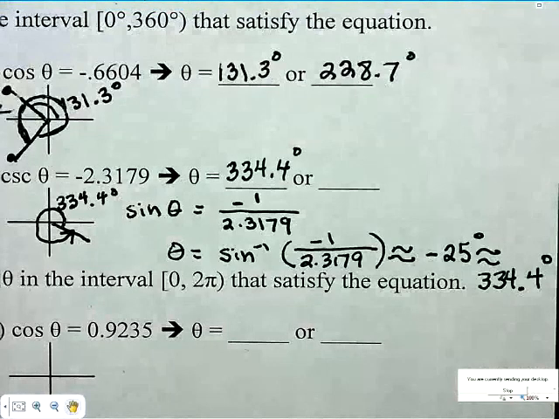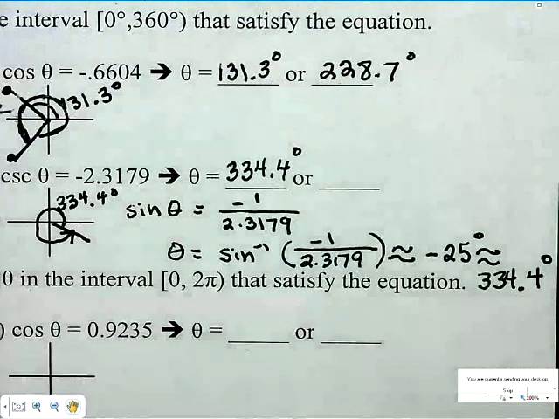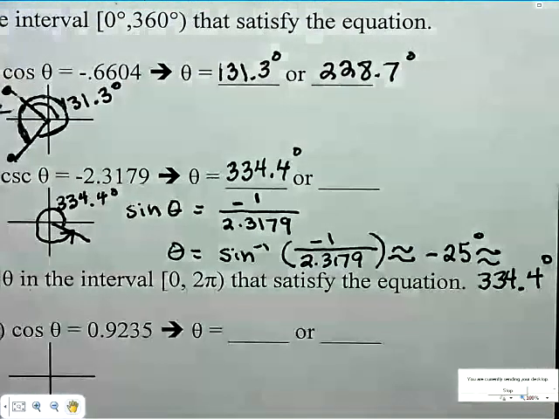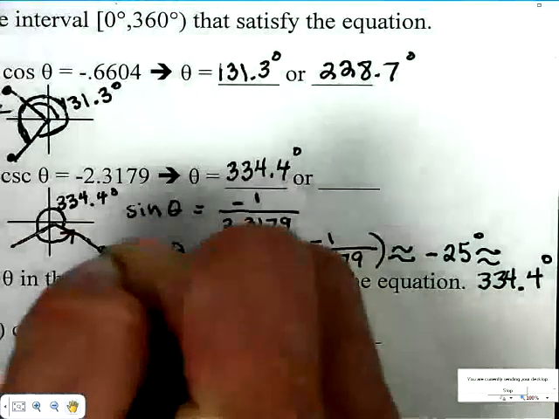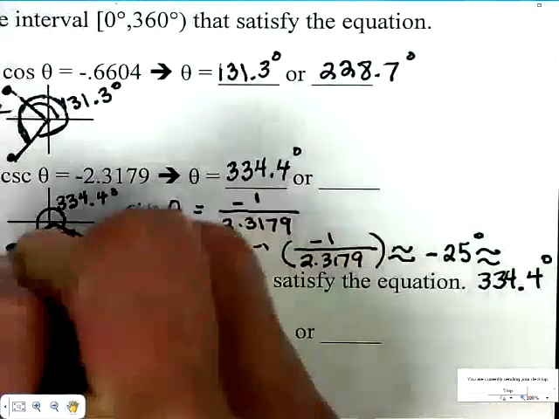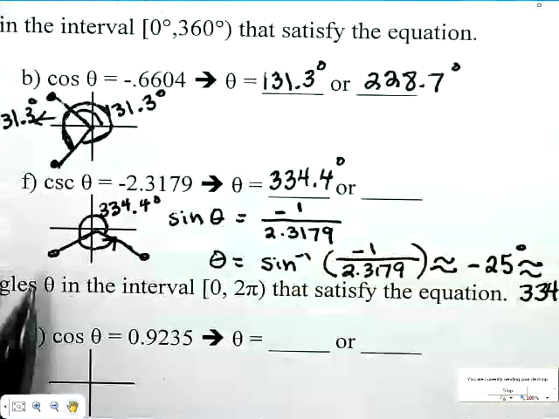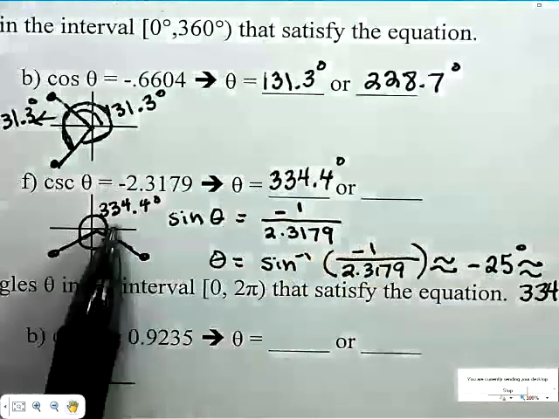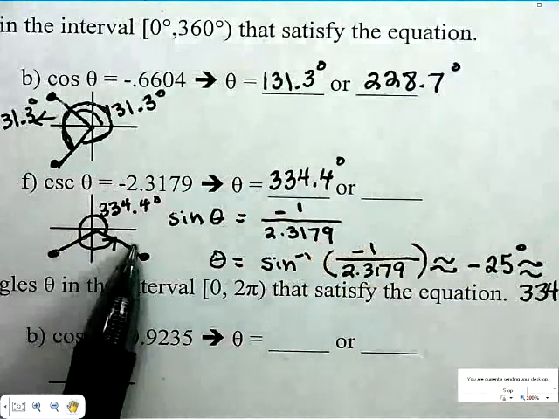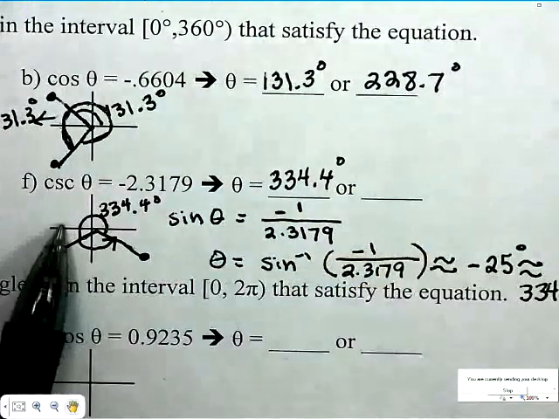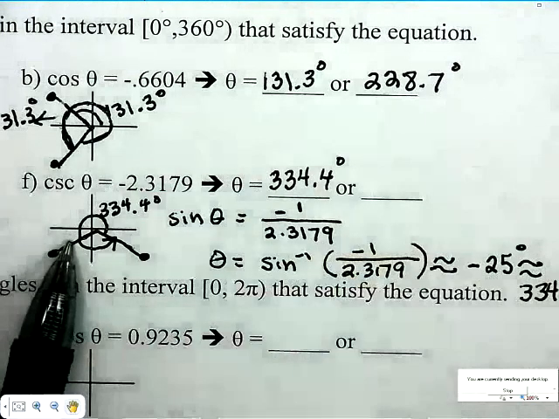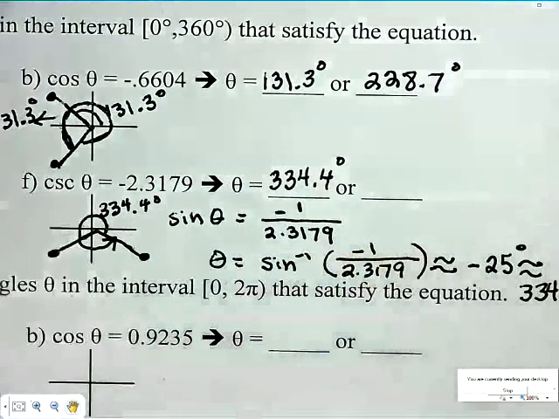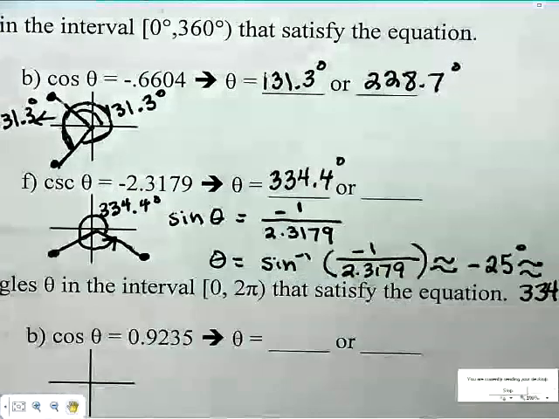In what other quadrant would there be an angle whose sine was negative? In the third quadrant, there would be another angle that had the same y value. You could tell that these two angles would have the same height or same y value. If this one is 25 degrees below the positive x-axis, this one's going to be 25 degrees below the negative x-axis. How would I get it? 180 plus approximately 25. Yeah, 25.6.